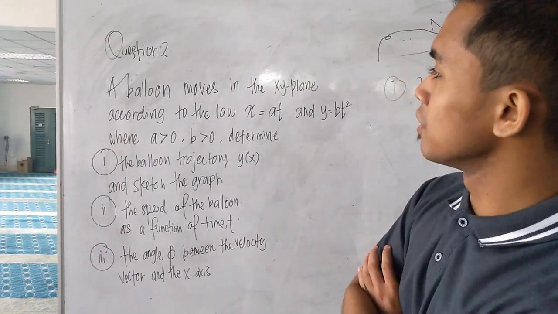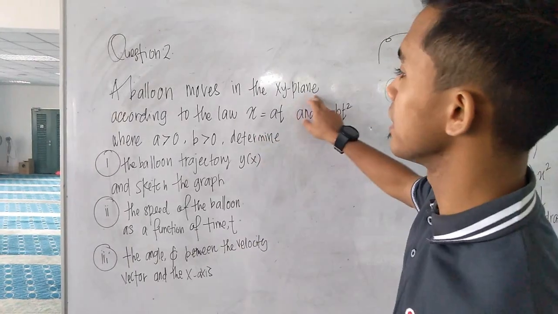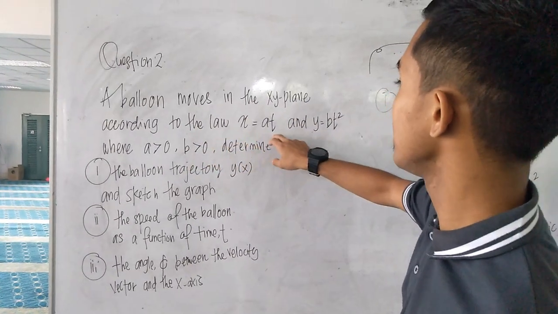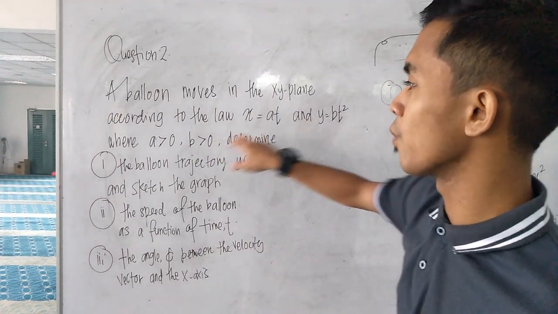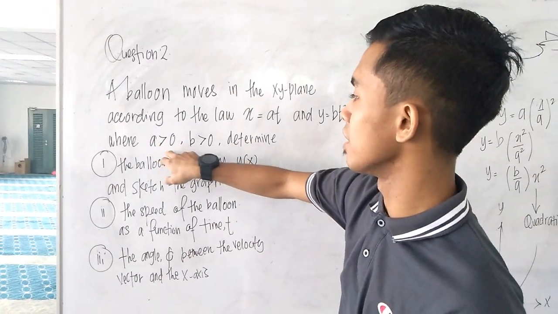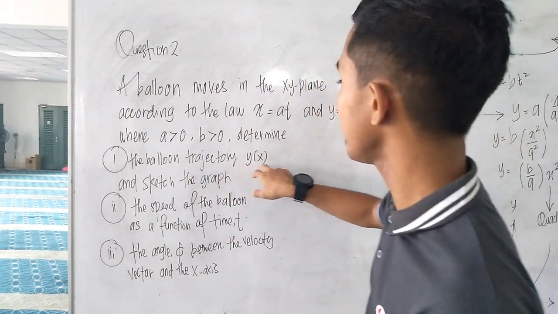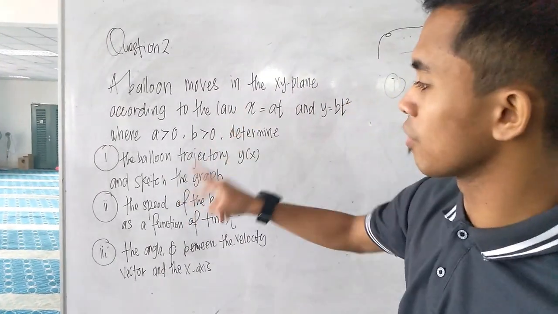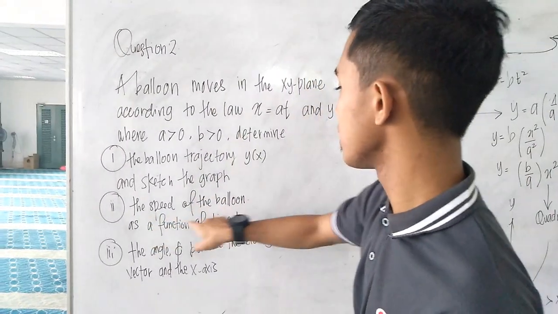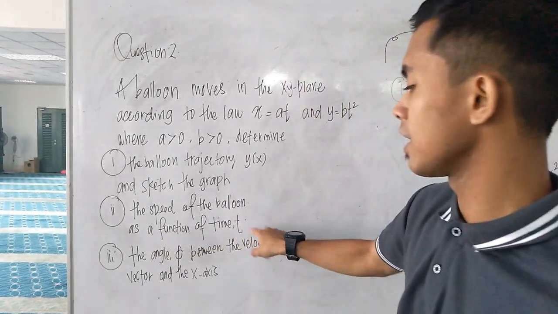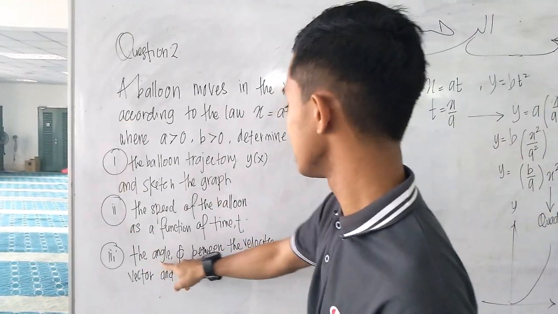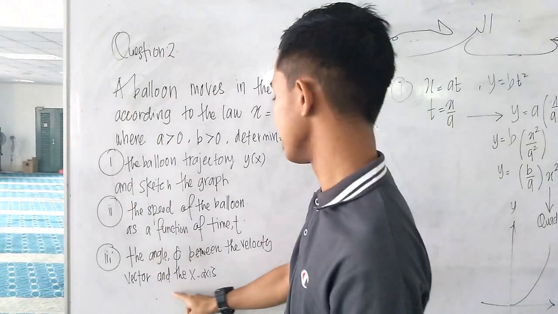The question is, a balloon moves in the xy plane according to the law x equals at and y equals bt squared, where a is more than 0 and b is more than 0. Determine the balloon trajectory y of x and a sketch graph. The second question, the speed of the balloon as a function of time t. And the third question, the angle between the velocity vector and the x-axis.